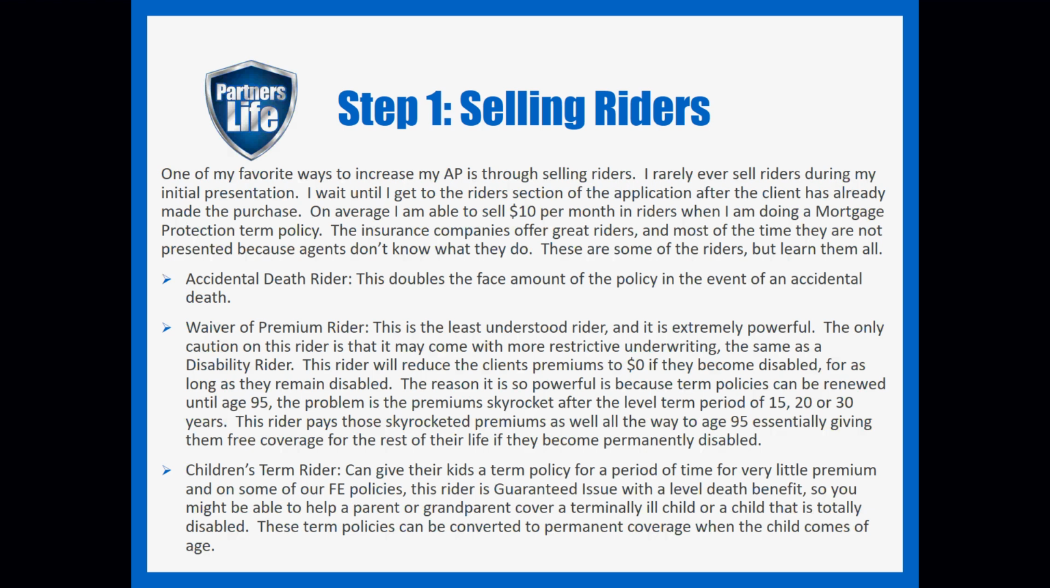On average, I'm able to sell about $10 a month in riders when I'm doing a mortgage protection term policy. The insurance companies offer these great riders, and most of the time they're not presented because agents don't know what they do. Go ahead and learn them all. It's really important to understand how these riders work. In fact, I'm going to talk about 3 great riders here: the accidental death rider, the waiver of premium rider, and the children's term rider.